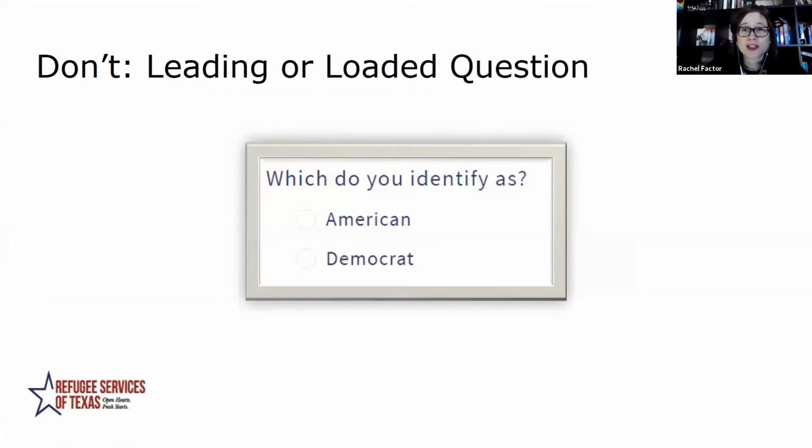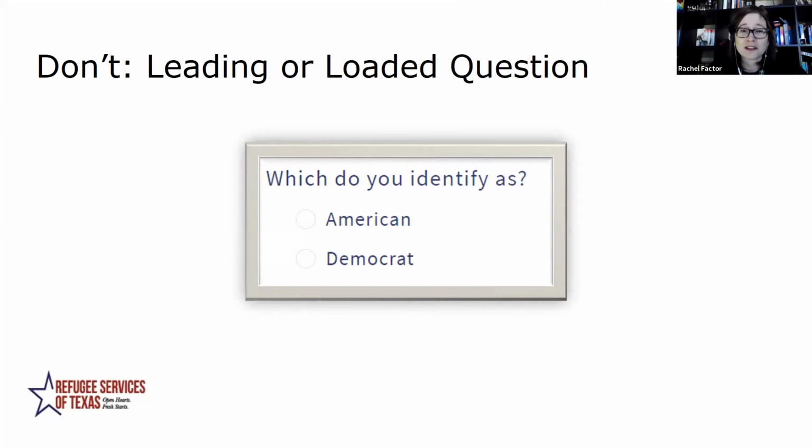The next don't is a leading or a loaded question. A leading or loaded question can lead the respondent into thinking that the survey researcher wants them to respond in a particular manner. A loaded question is making a presumption that you already have a response ready. So in this example, this is an actual example of a political survey from a United States politician. Leading and loaded questions are very common in political surveys.